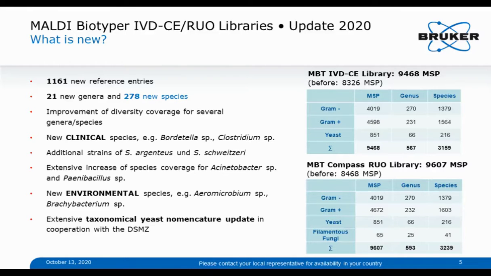I might point to additional strains also for Staphylococcus argenteus and Staphylococcus schweizeri, which now can be validly and well differentiated from Staphylococcus aureus. In addition, we added not only clinical but also environmental species. And another important feature is we improved and renewed the taxonomy. So taxonomy is permanently changed, and we are doing our best to be up to date with our databases each year.